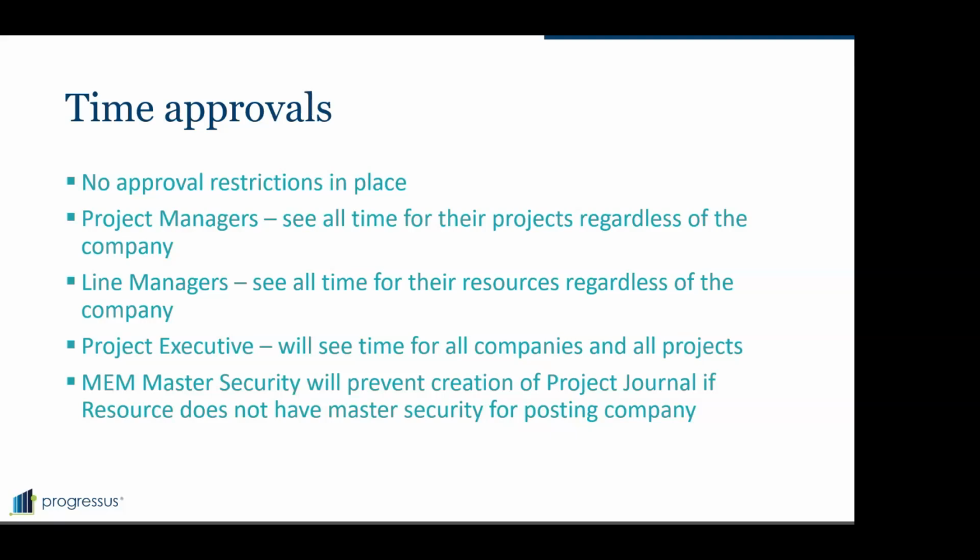For approvals of time, currently there are no restrictions in place other than the current Progressus filters. So project managers see their time, line managers see the time for their resources, and project executives will see time for all companies and all projects. Master security will be in place to prevent the creation of a project journal if a resource does not have master security for that posting company.